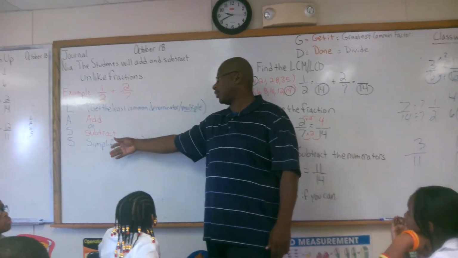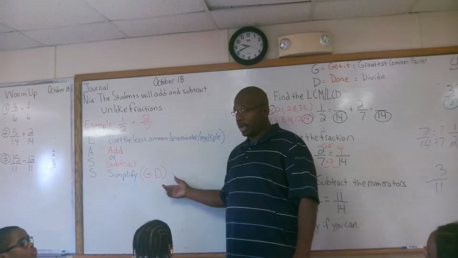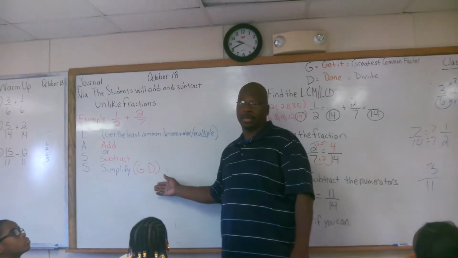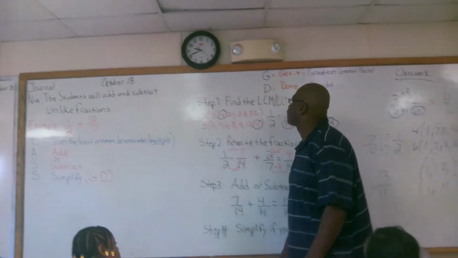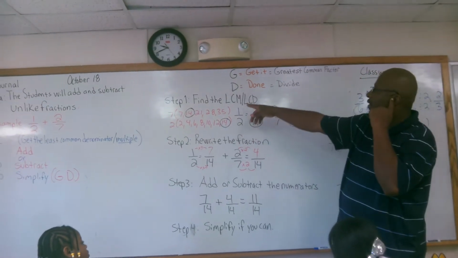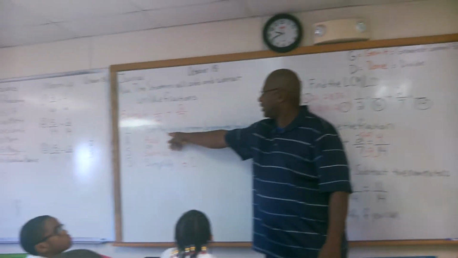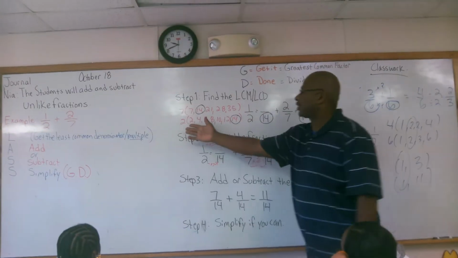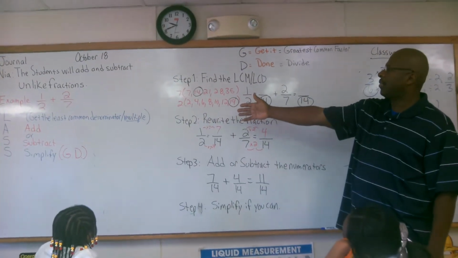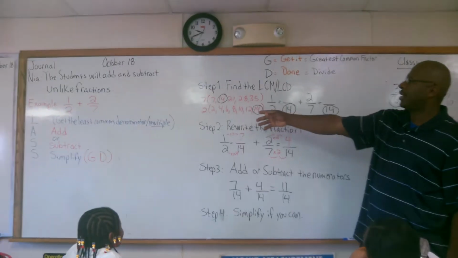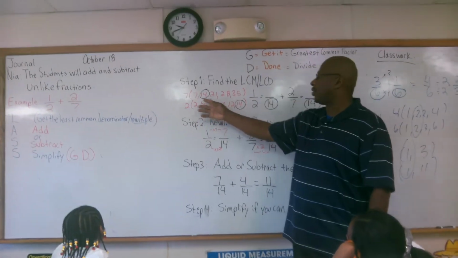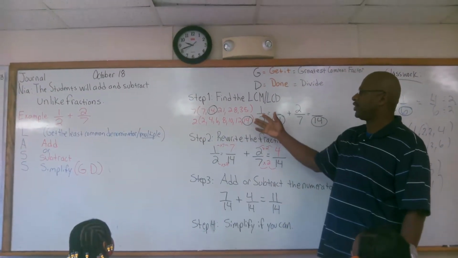And then last, we know how to simplify already. And our acronym for simplifying is GET IT DONE. Okay. So step 1, find the LCM or LCD. Step 1. First, I write the multiples, I'm sorry, of 7 and 2. So I wrote all of the multiples of 7 and 2.